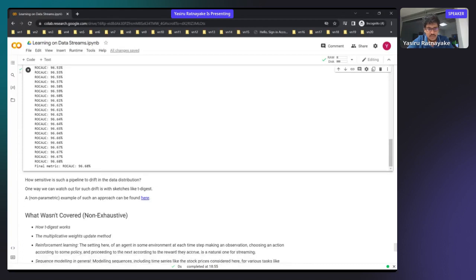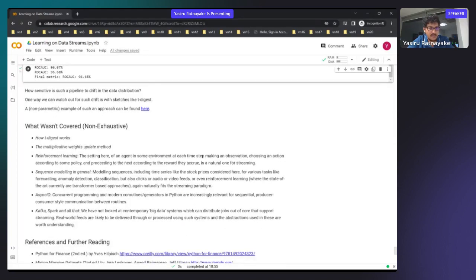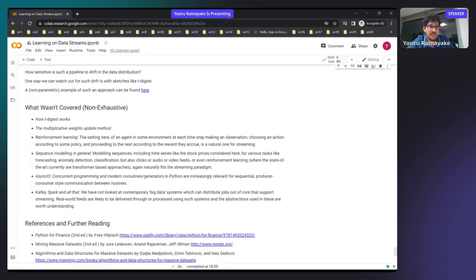So that's pretty much what I have for you today. I could not, unfortunately, cover something that I intended to, which is the multiplicative weights update method, as well as how tdigest actually works under the hood. But there's actually more to stream processing than just what I went through.